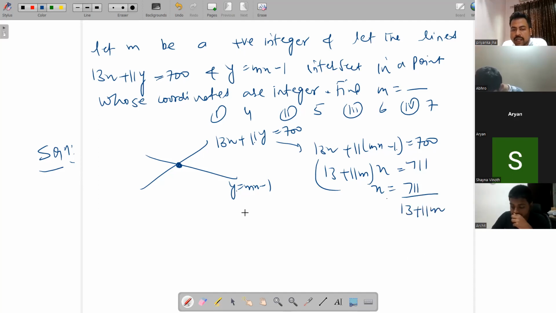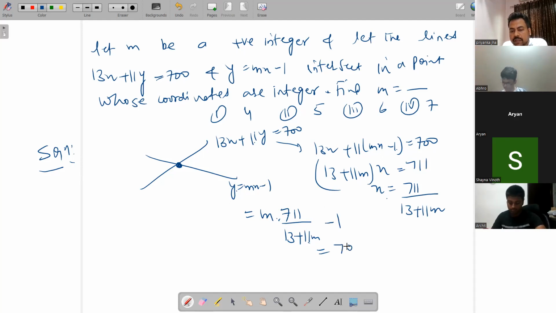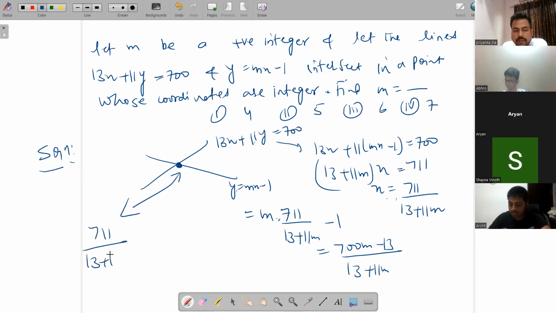Now I'll put x in y to get y. So y is m times 711 upon 13 plus 11m, minus 1. Take LCM. This will be 711m minus 13 minus 11m, that is 700m minus 13, upon 13 plus 11m. So finally you got the coordinates of the point of intersection, x comma y: 711 upon 13 plus 11m comma 700m minus 13 upon 13 plus 11m. In today's scenarios, JEE Advanced asks this kind of question.